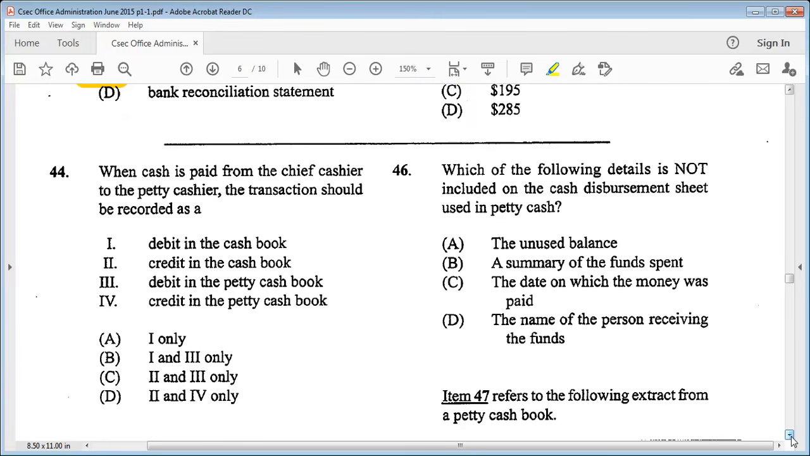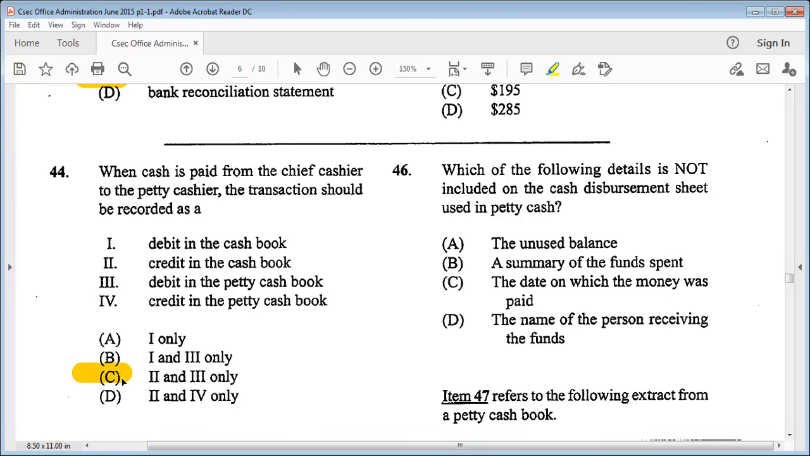When cash is paid from the chief cashier to the petty cashier, the transaction should be recorded as a 1. Debit in the cash book, 2. Credit in the cash book, 3. Debit in the petty cash book, or 4. Credit in the petty cash book. So is it A, 1 only, B, 1 and 3 only, C, 2 and 3 only, or D, 2 and 4 only? We know our answer would be 2 and 3 only. So our answer is C.